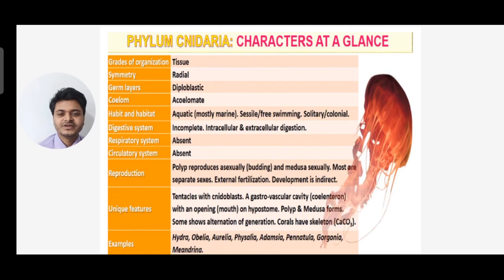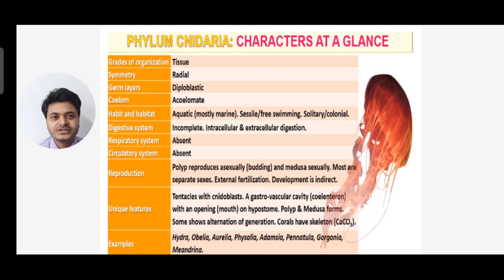So now we see the phylum Cnidaria or Coelenterata characters at a glance. They have tissue level organization, radial symmetry, they are diploblastic organisms, they are symmetrical in nature. They are aquatic, that is mostly marine, sessile and free living, solitary or colonial. They have an incomplete digestive system, that means they have intracellular and extracellular digestion. They don't have respiratory and circulatory system. For reproduction, polyp reproduces asexually by budding and medusa sexually. Most of the sexes are separate. External fertilization takes place and development is indirect.